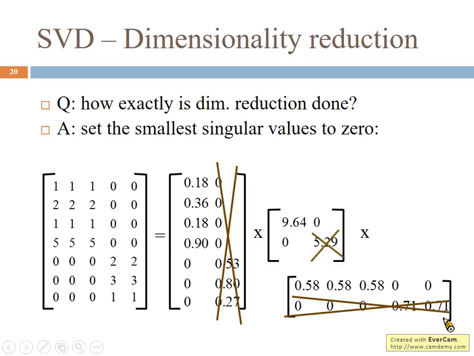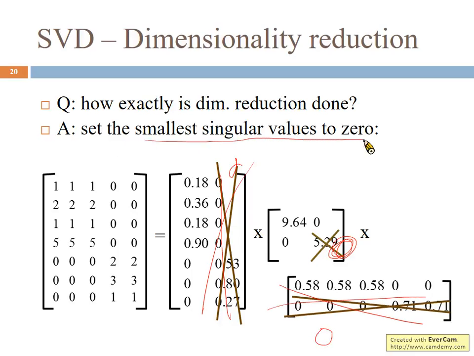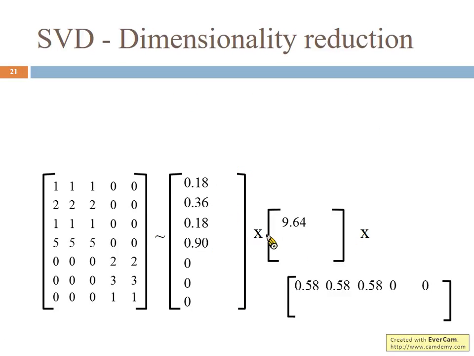So the question is, how exactly is the dimension reduction done? How can we do dimension reduction? In this case, we can just ignore the concept with smaller strengths. So here we can truncate the singular value here as 0. This will cause this column to be 0 and this row to be 0. So we just set the smallest singular value to 0. That would cause this result. So all these values can be truncated to 0.